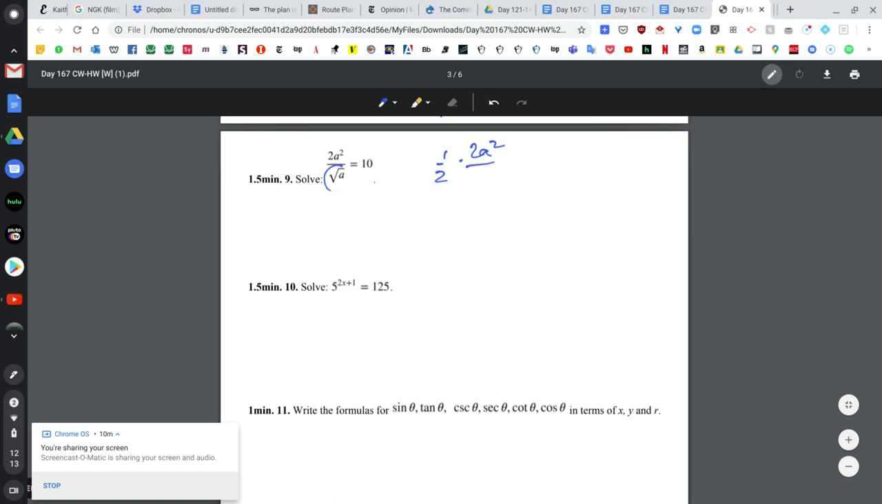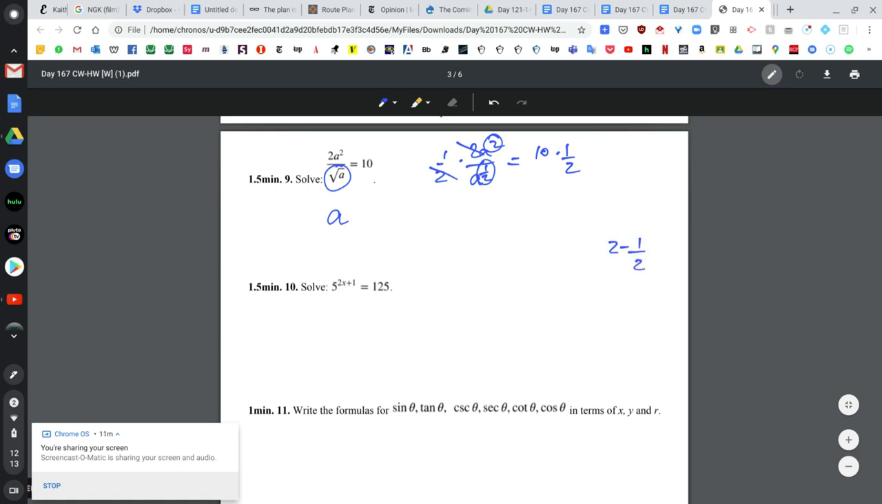I can also write the radical a as a 1/2, okay? So play along. And then 10 times 1/2, or I can just divide by 2, same thing, yeah? So it becomes a, and then what's a squared over a 1/2? Exponent rules. Should we subtract fractions?